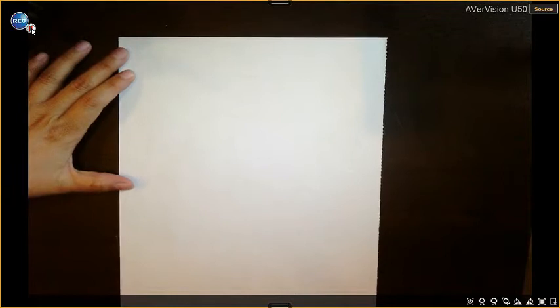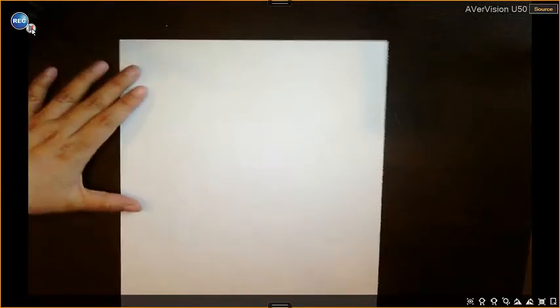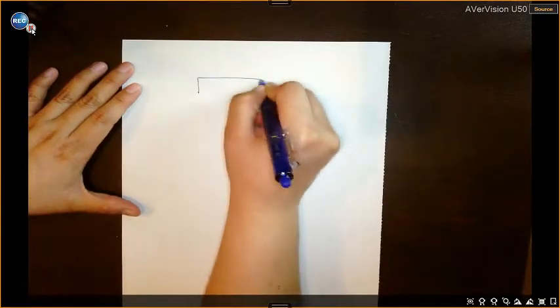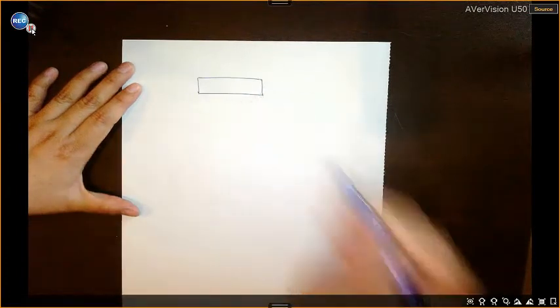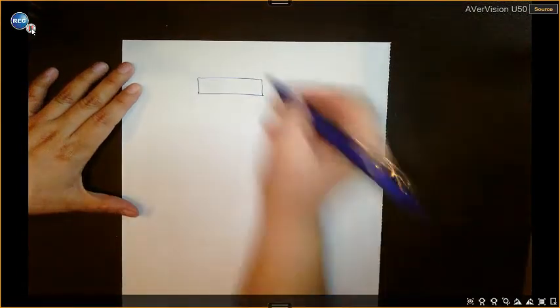Okay, so let's begin today's lesson. I'm going to draw an area model. This area model represents 1 whole.